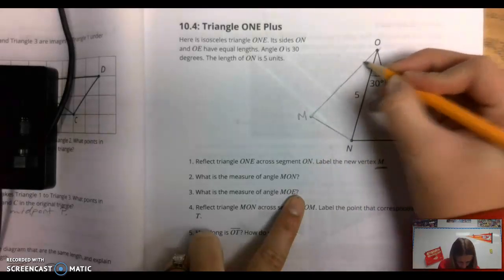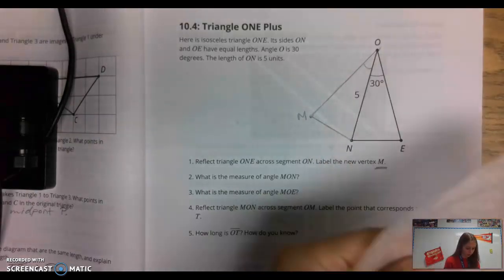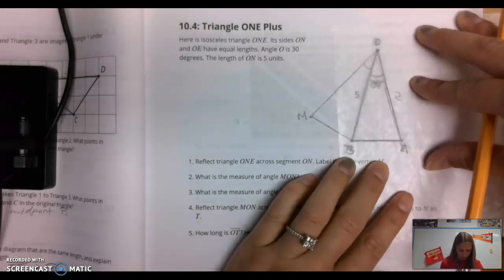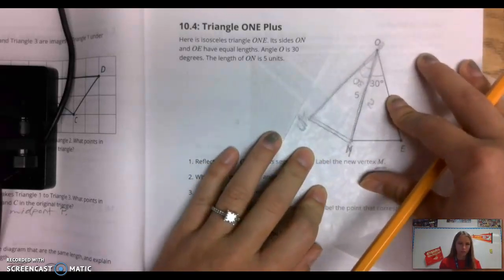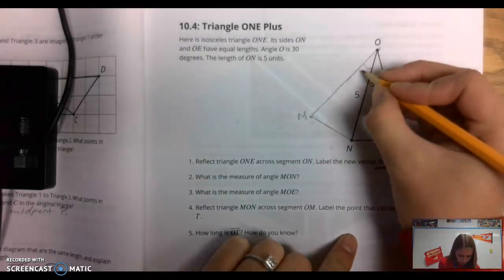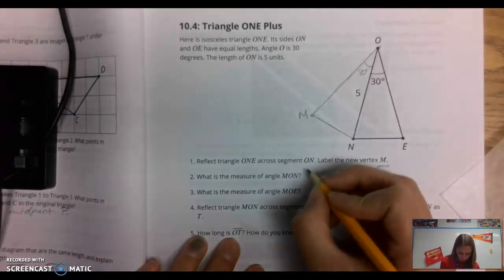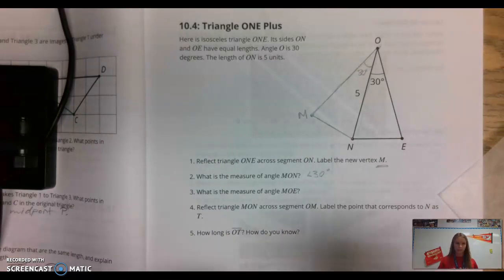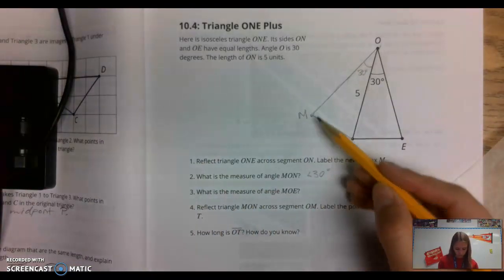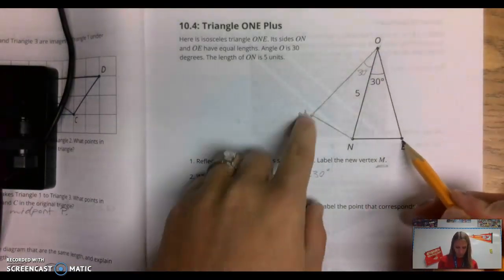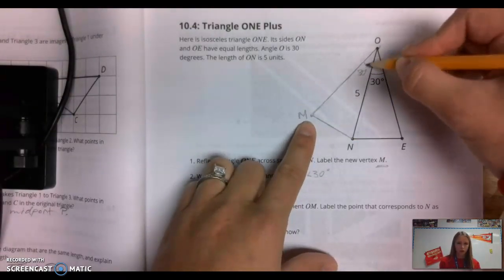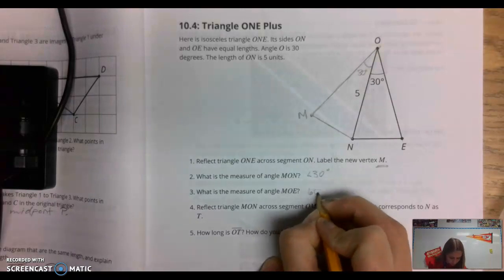So it says, what is the angle measure of MON? So what is that angle measure? Well, if we took this angle measure we know right here to be 30 and moved it here, wouldn't this be 30 as well? So we're going to write 30 degrees because that did not change there. So now it asks us, what is the measure of MOE? Well, it would be both of these angles combined. So 30 plus 30 is 60.